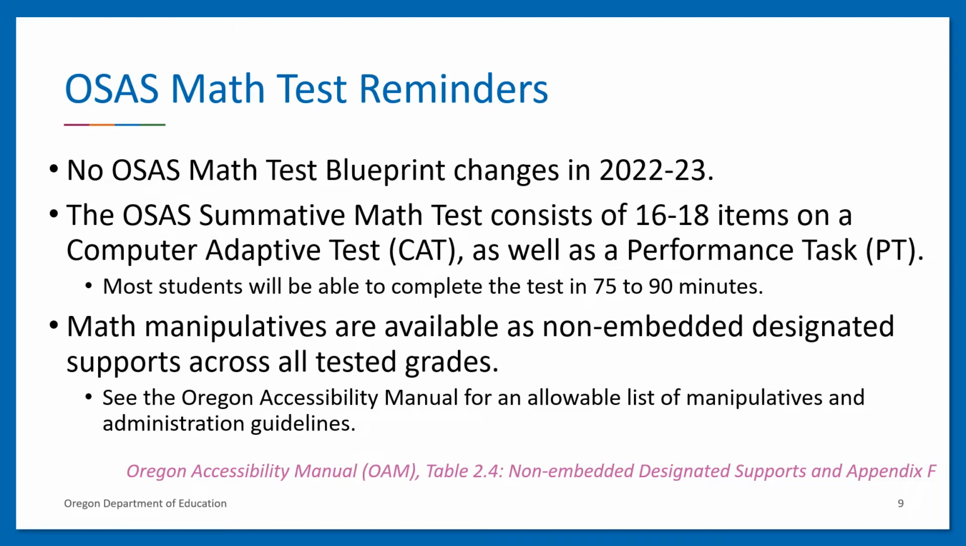Here are a couple reminders about the OSAS Math test. First, there are no blueprint changes for 2022-23, which means students will interact with 16 to 18 items on the computer adaptive test, as well as one performance task. Most students will complete their entire test in 75 to 90 minutes. Second, math manipulatives remain available as a non-embedded designated support across all tested grades. For more information on manipulatives, see Table 2.4 and Appendix F in the Oregon Accessibility Manual.